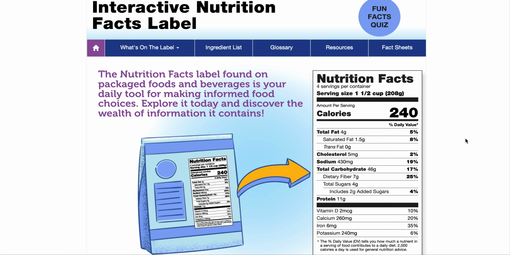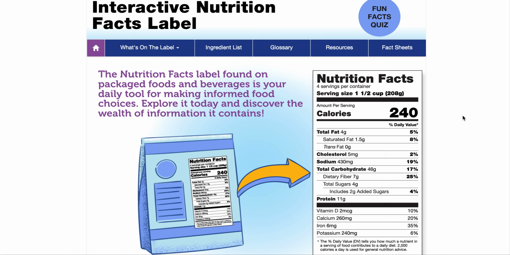This is going to be an overview of reading the nutrition facts label, getting down to the basics. We're going to be using the FDA government website, and they have a wonderful tool here. It's an interactive nutrition facts label, so that's what I'm going to be using to help go over the different components of the nutrition facts label.